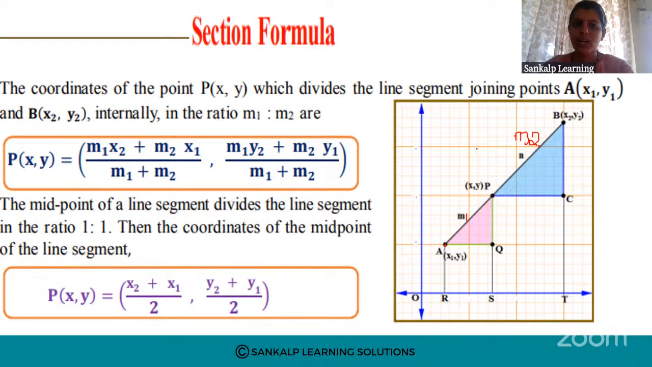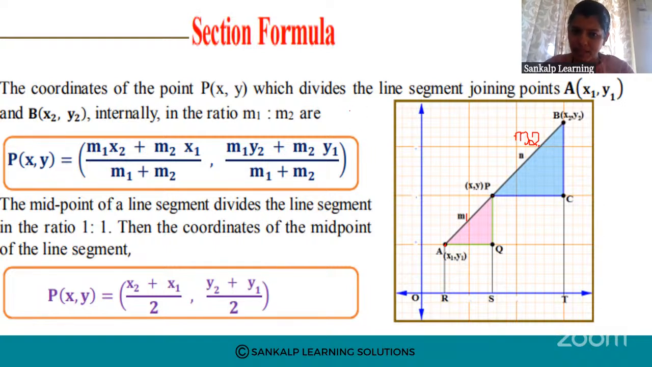That means the coordinates of the point P(x, y), which divides the segment joining the points A(x1, y1) and B(x2, y2) internally in the ratio m1 is to m2 are, this is the section formula, P(x, y) is equal to (m1 x2 plus m2 x1) divided by (m1 plus m2), (m1 y2 plus m2 y1) divided by (m1 plus m2). So this is the section formula.